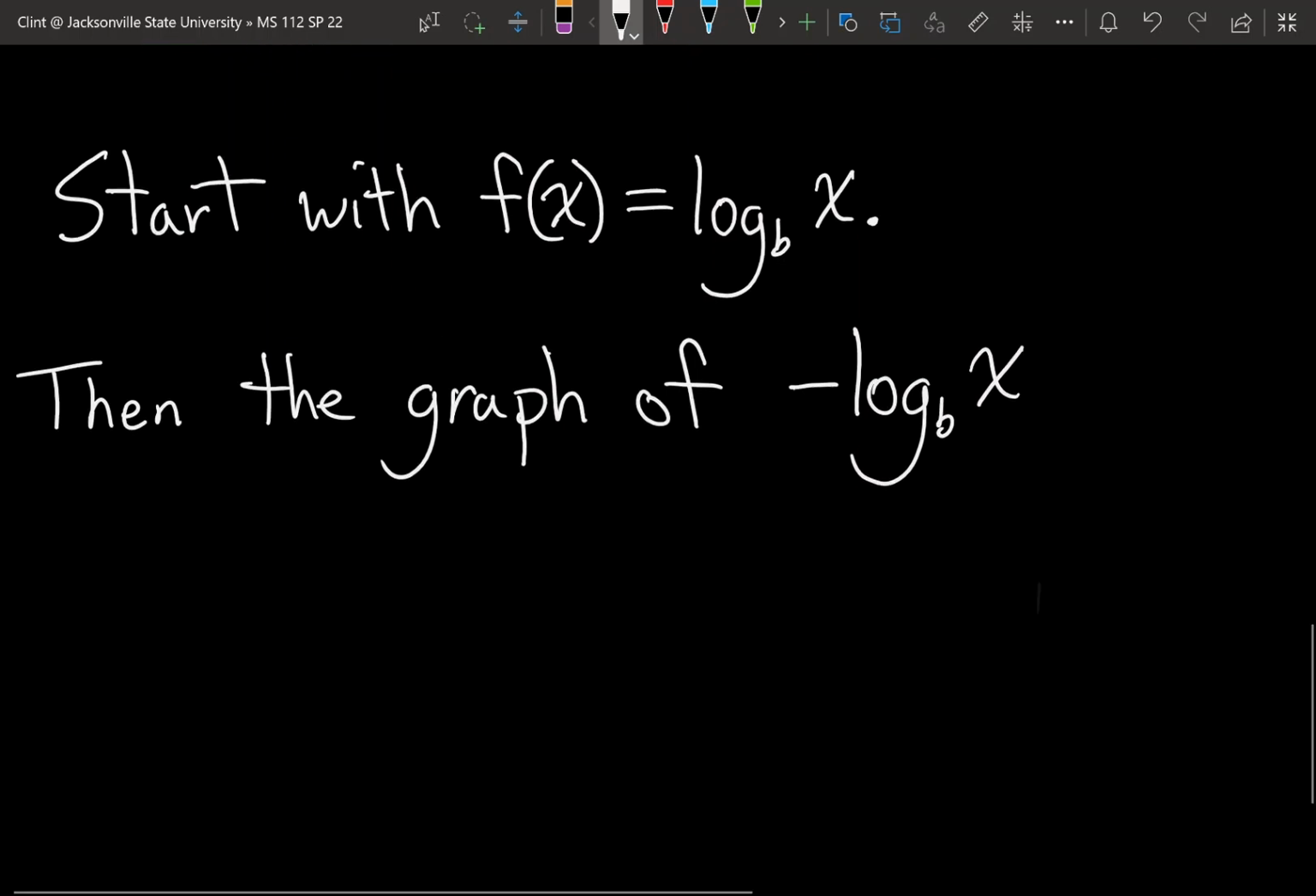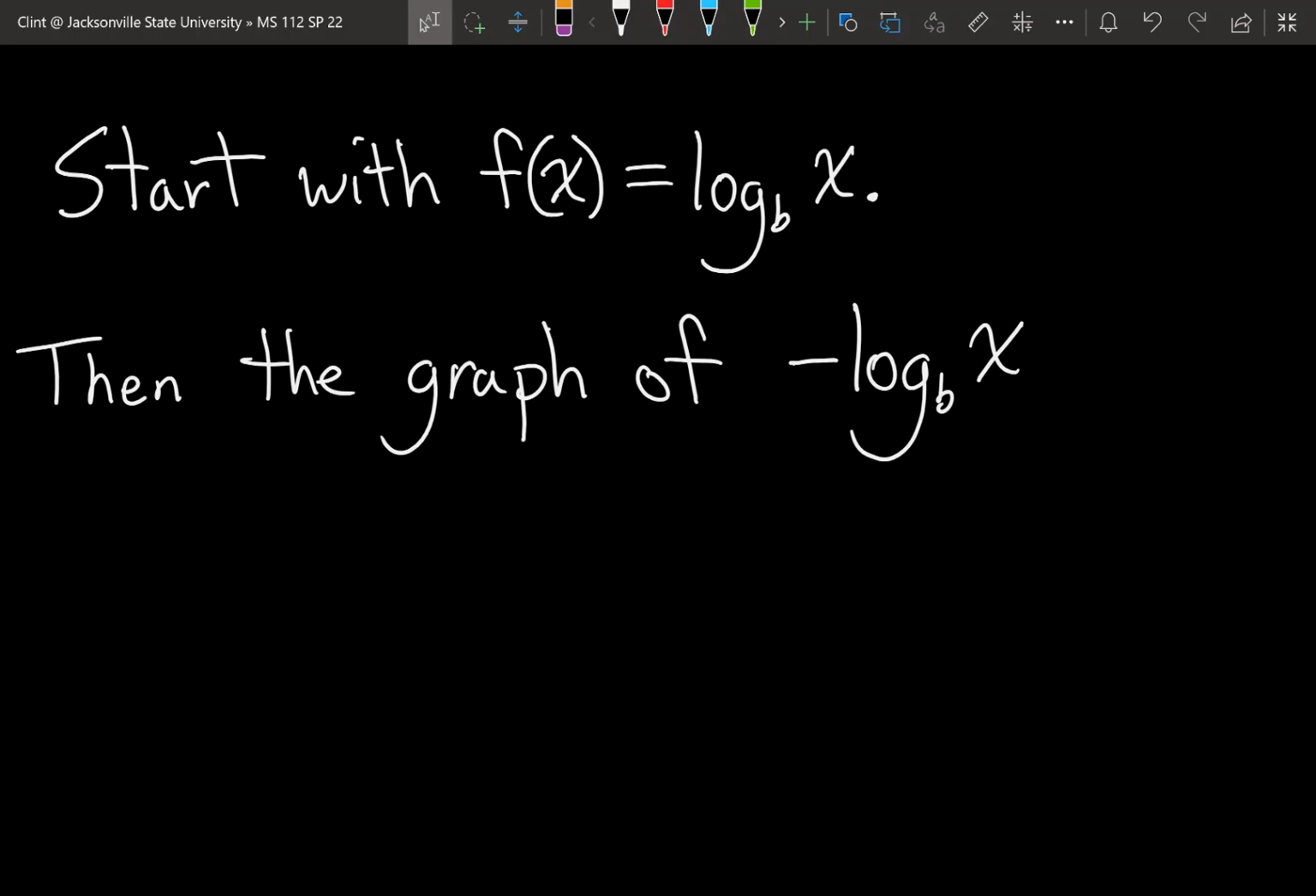And if we just put a minus sign out in front of the log, remember if we just put a minus sign out in front of the whole function, it's going to switch the top and the bottom. That's an x-axis reflection.